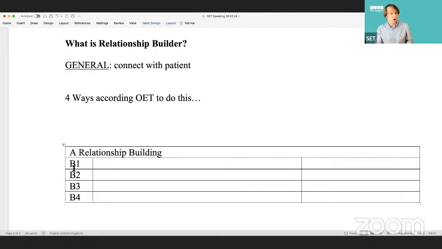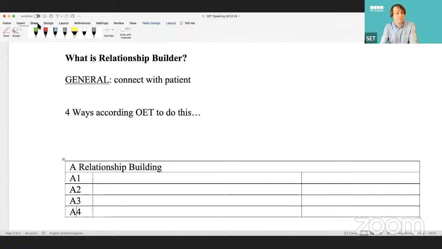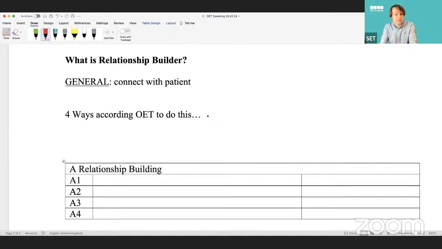I don't know, is it B1, B2, B3? It should be A1, no? I don't know what's wrong with me. A1. In my title, I said A. Okay, so don't say them. If you think you know all 4 of these, put your hand up. If you know OET, you think you can probably tell me all.